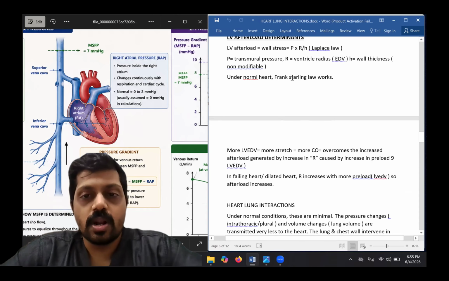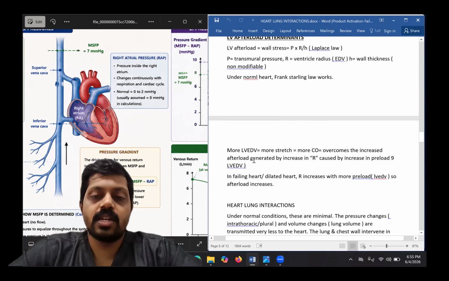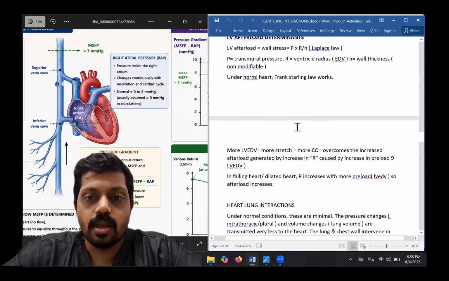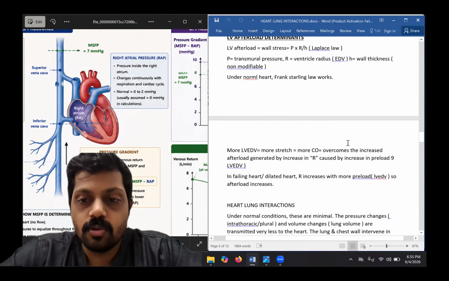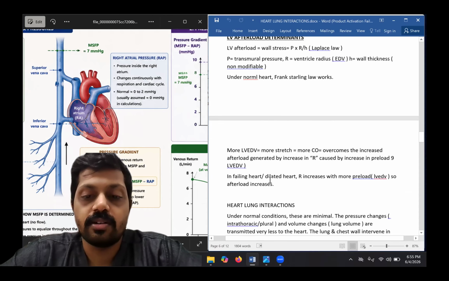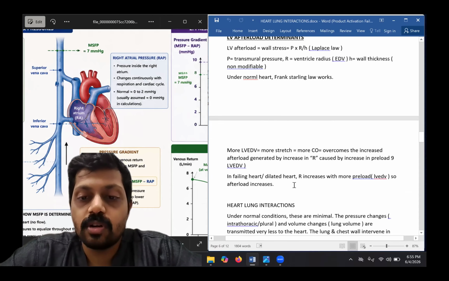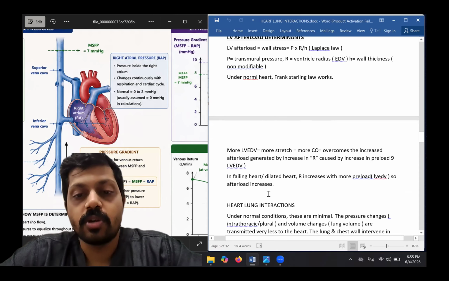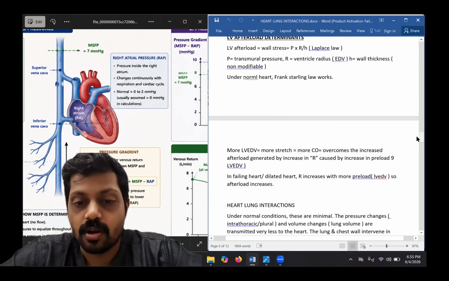So what will happen? Under a normal heart, the increase in left ventricular preload overcomes the increase in afterload. So the net effect is that cardiac output might increase. But in the case of a failing or dilated heart, the afterload increase overcomes the preload increase. Okay, so the cardiac output might fall.